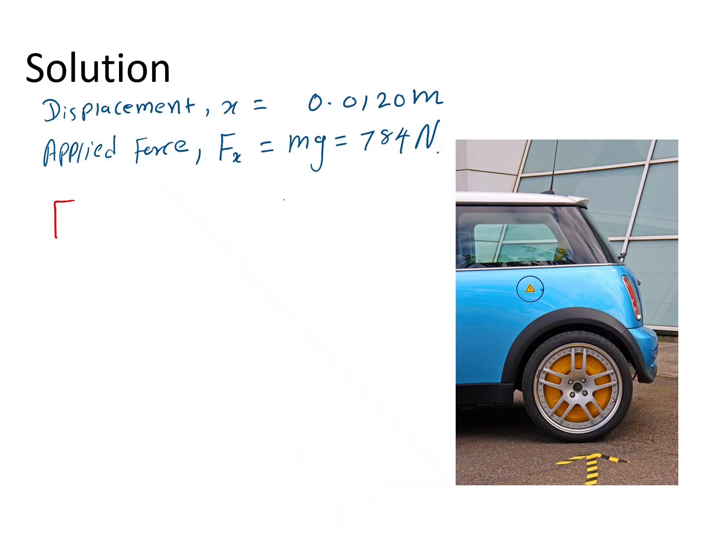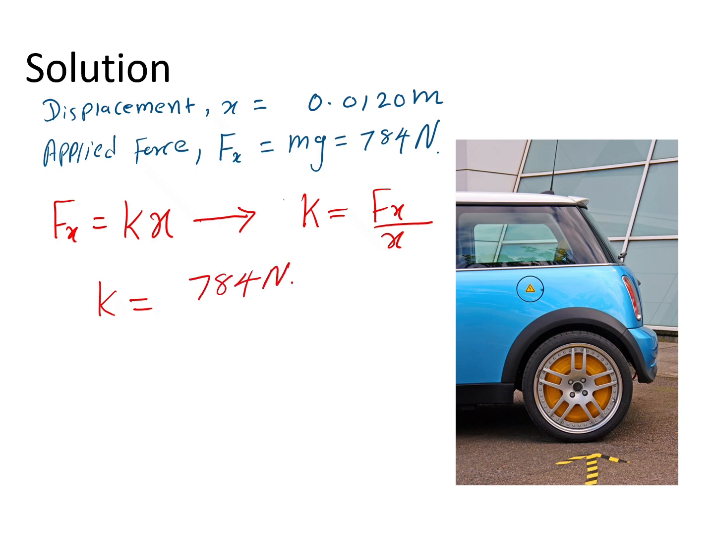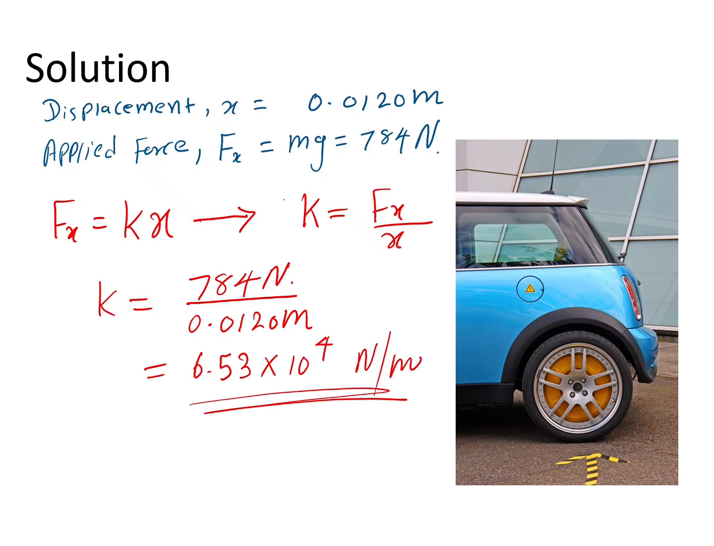So the applied force equals the spring constant times the displacement, and we can rearrange this to find the spring constant. So the spring constant k equals Fx divided by x, and we can substitute the values. So we find the spring constant equals 784 newtons divided by 0.012 meters, and that gives us 6.53 times 10 to the power 4 newtons per meter.